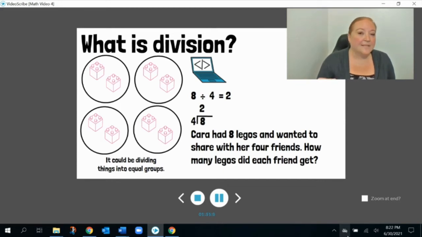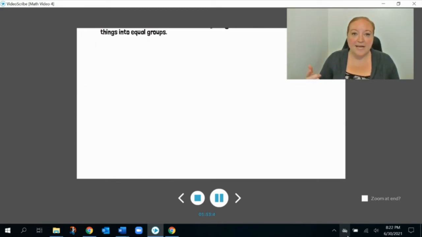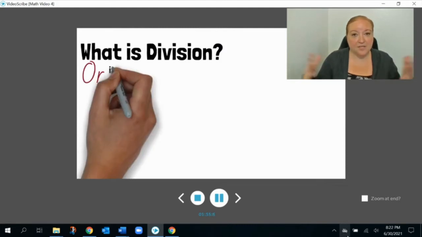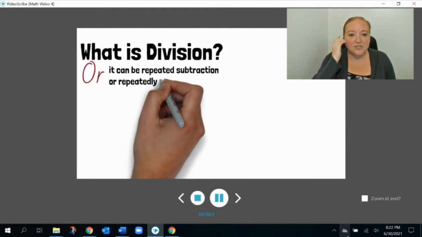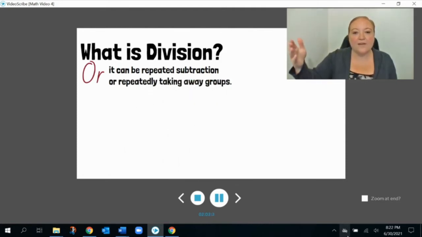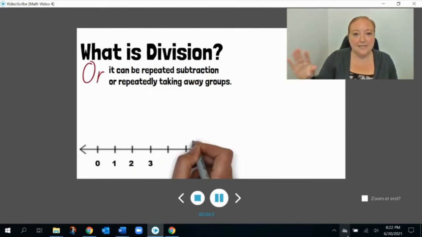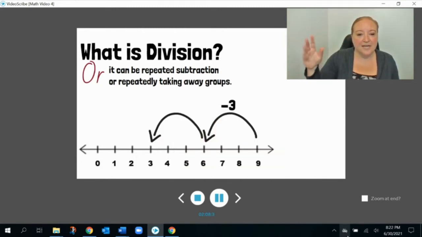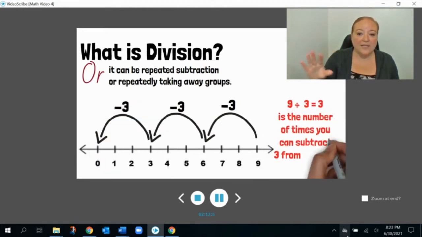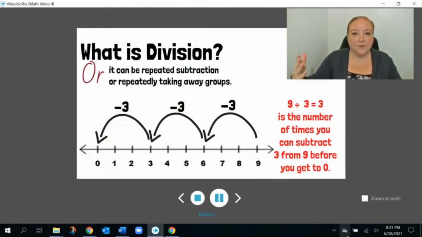Okay. Now, there's another type of division, right? It's all division, but there's another way, and it can be repeated subtraction or repeatedly taking away from groups. So we're going to look at this number line and talk about what I mean, okay? So if we start with 9 and we're taking away 3 groups each time, when we get to 0, that's what we've been doing.